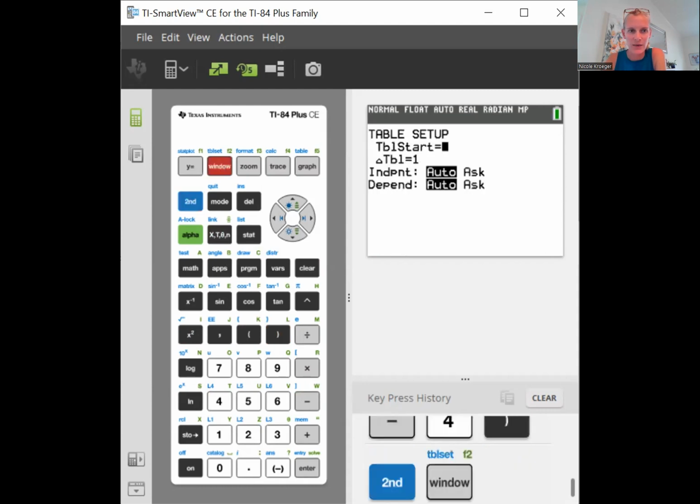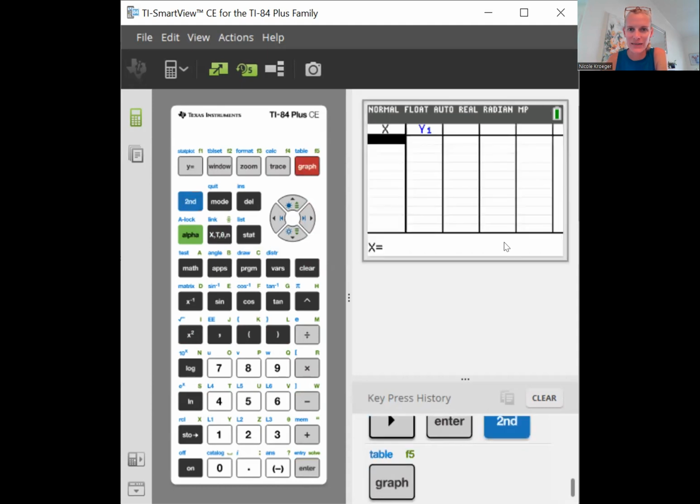If I go to second table set, I'm going to choose the independent variable. I'm going to choose that to ask. If you do this once, then your calculator will keep it in there. So we probably just have to do this once. And then we go to second, and graph gives me my table. Notice there are no x values in my table right now, and that's because I changed that to ask.